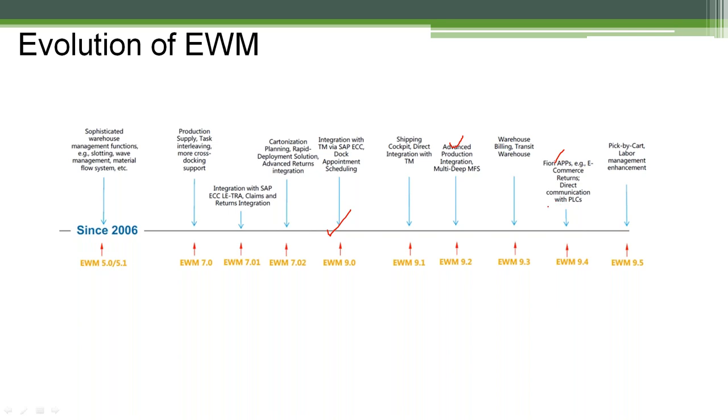SAP EWM, you can understand the focus of SAP in building EWM. The latest versions, like 9.4, 9.5, EWM directly talks to PLCs. We don't even need a middleware. Basically, why do we need to talk to PLCs? Because we are used on the shop floor, in warehouses where a lot of automated systems are there.